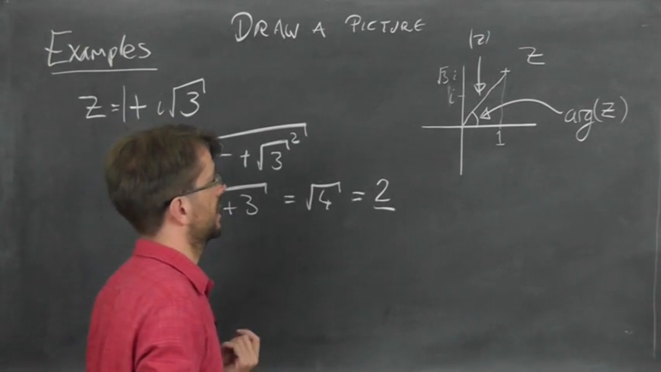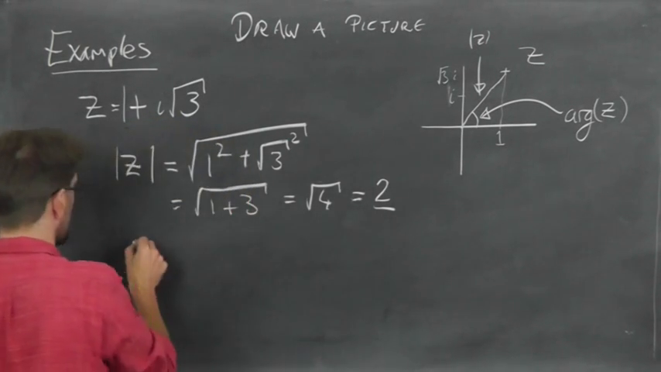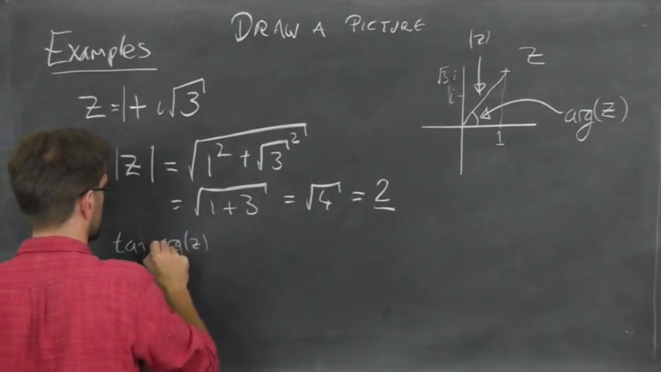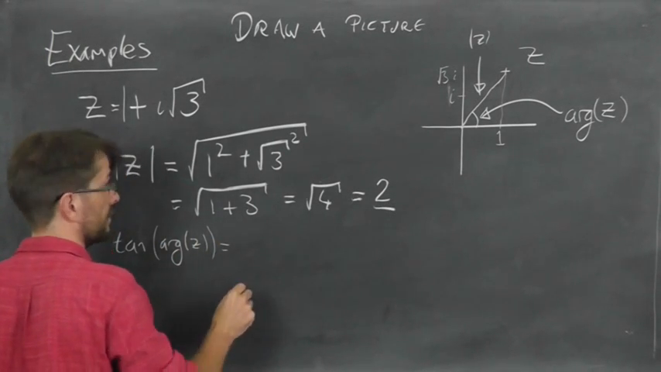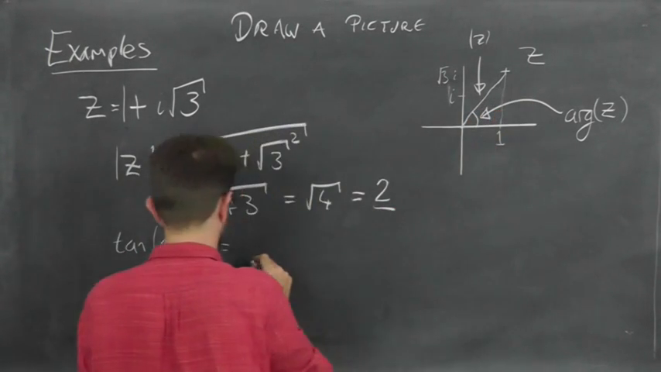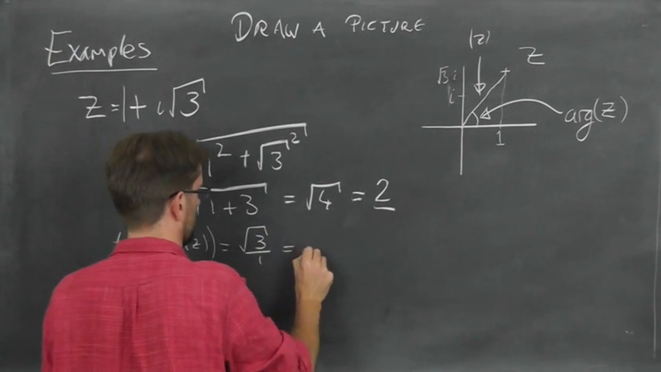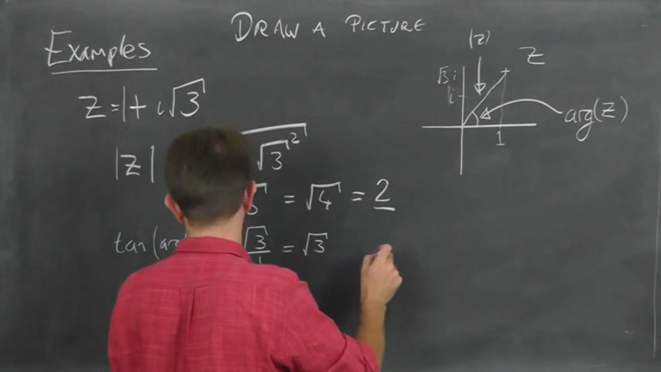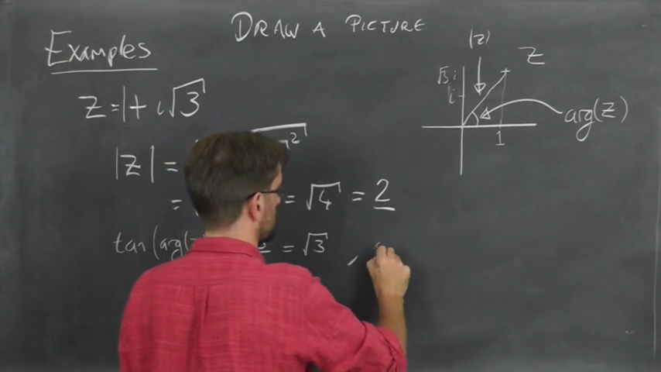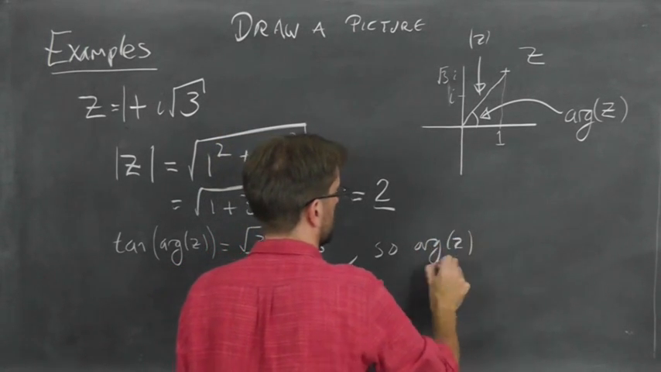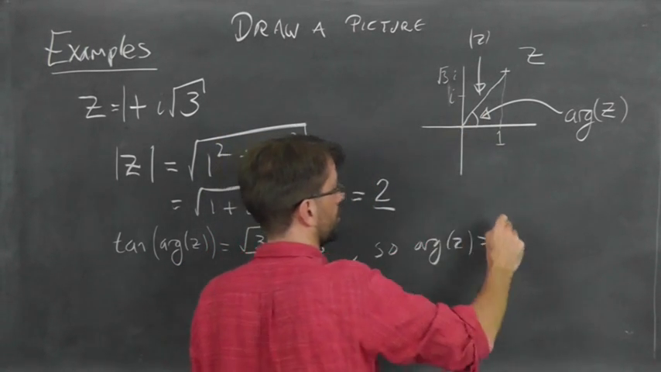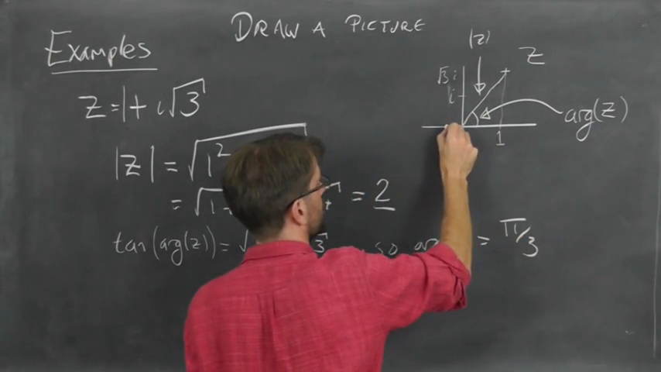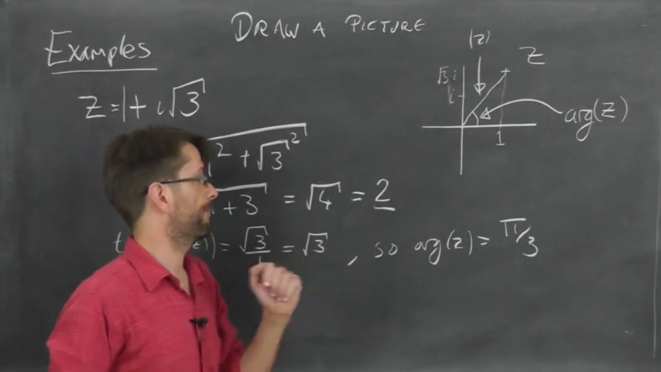So in this case, well, we know that tan of arg z is b over a, so it's that over that, so it's root 3 over 1, which is root 3. So you can just check or remember that that means that arg z, the angle, is equal to 1/3 of pi, so pi by 3. So it's 60 degrees, so it's 1/3 of the way round to the negative real axis there.